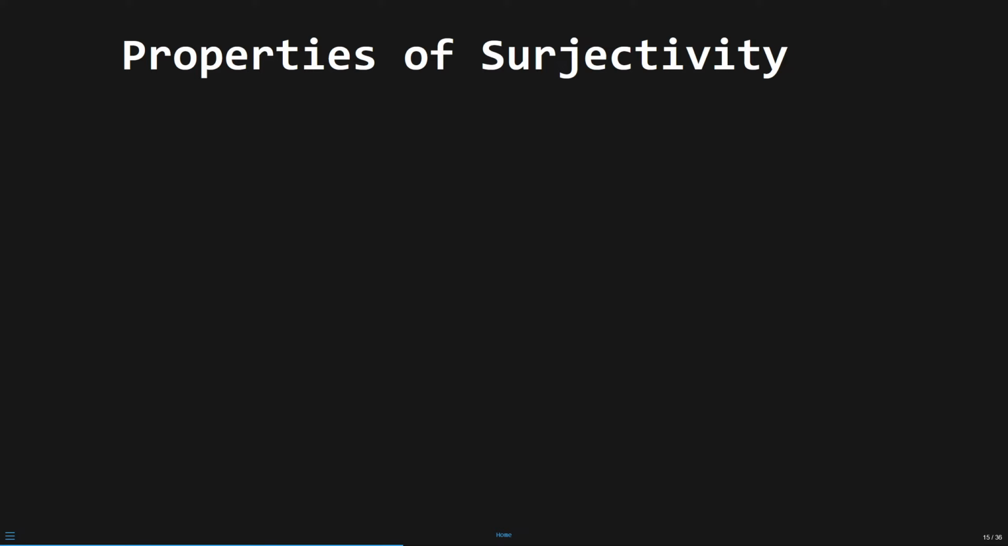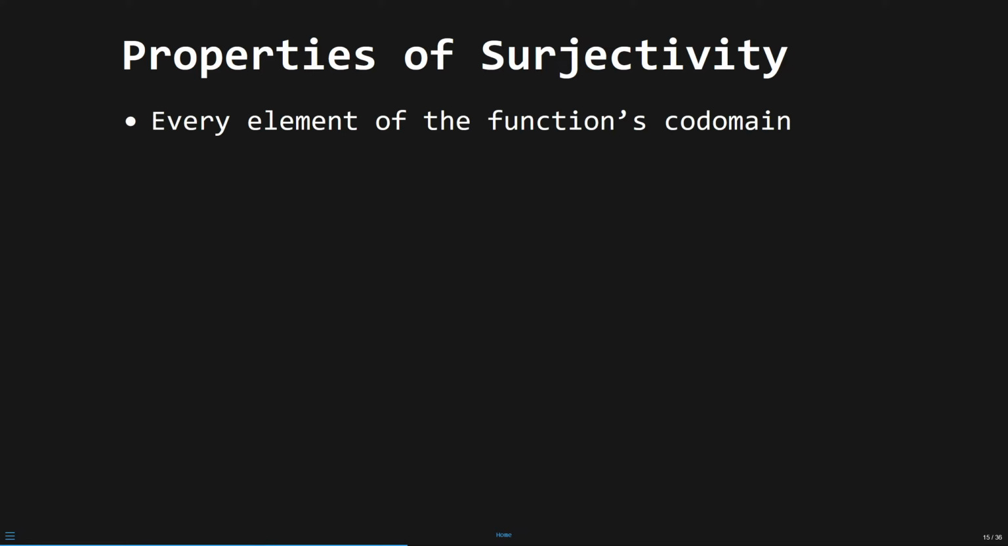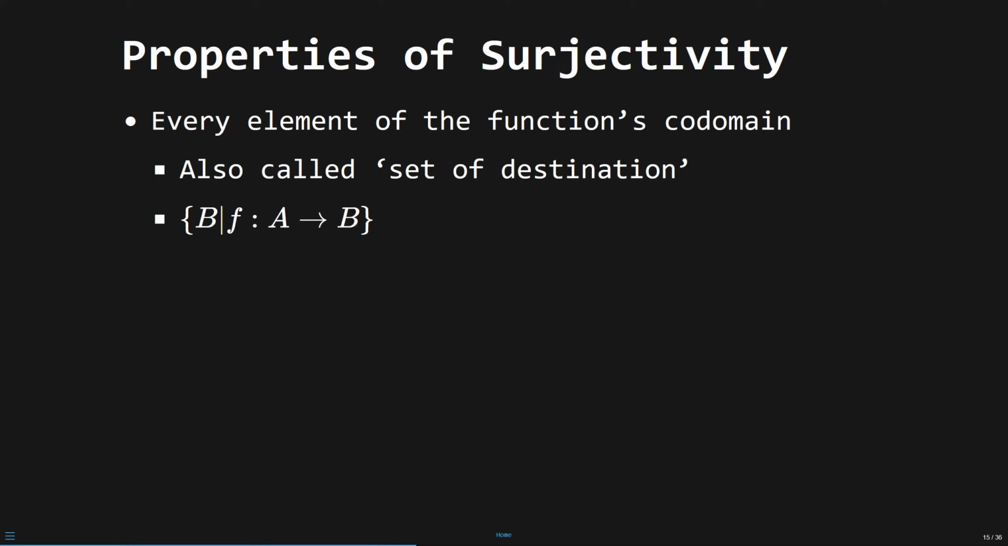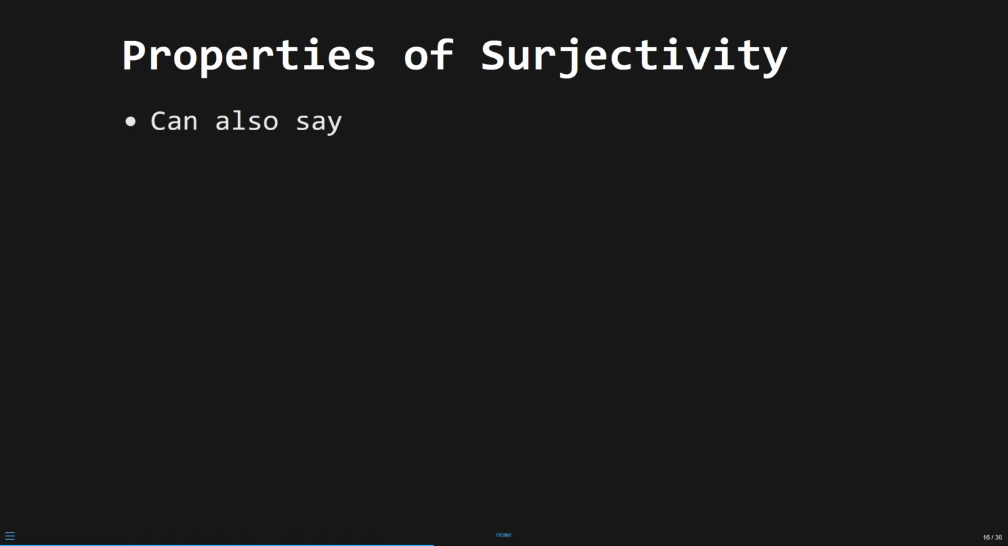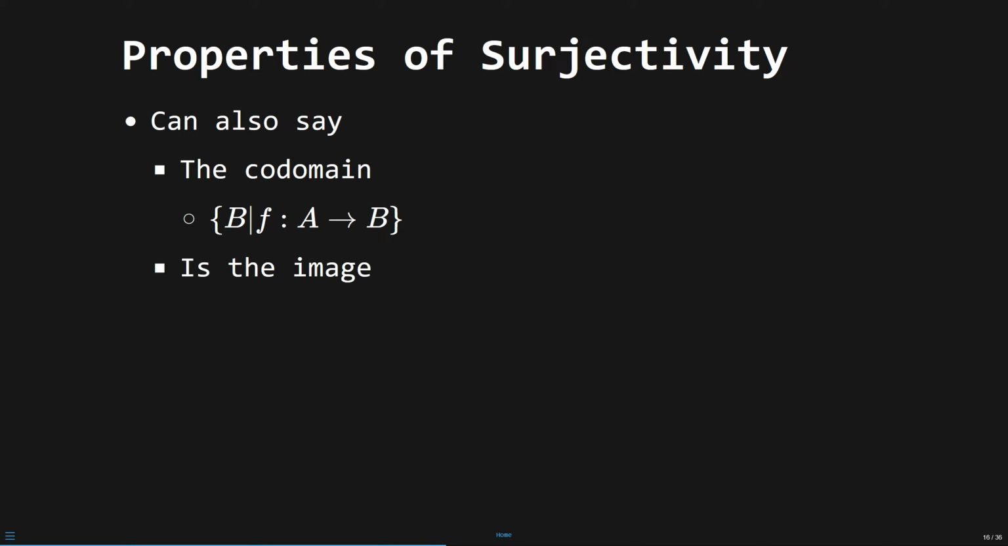Let's look at the properties of surjectivity. Every element of the function's codomain. What is a codomain? It's the set of destination. It is the set B if the function is f of type A arrow B. And we say that it is the image. We have introduced image previously. Image takes elements over the set of inputs. And I want to say basically that the codomain is the image.